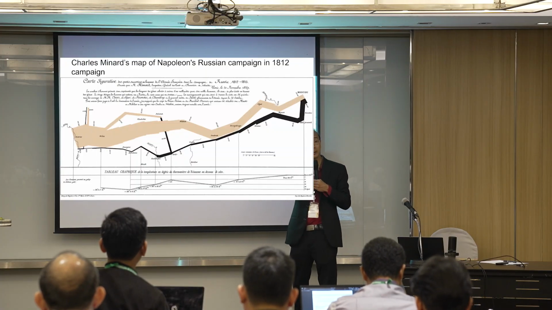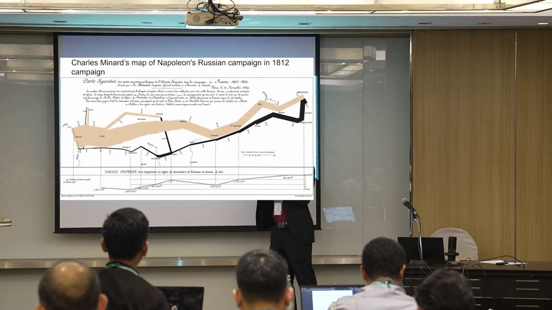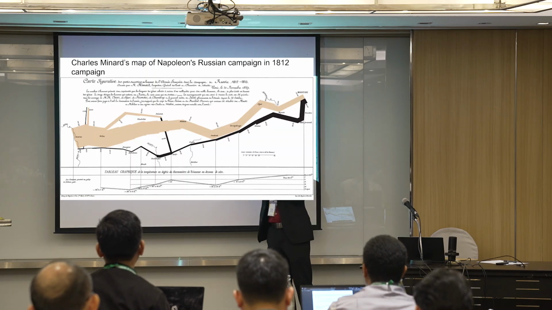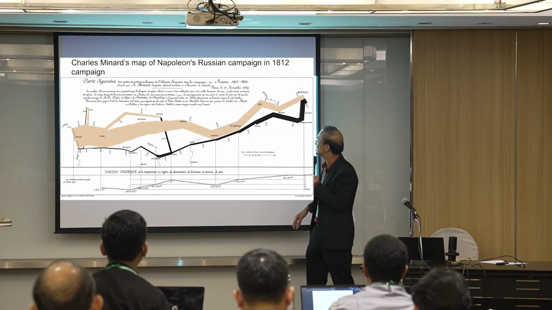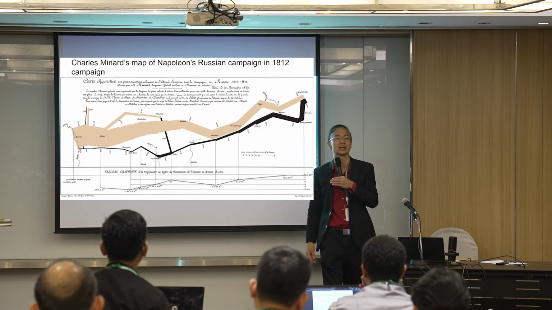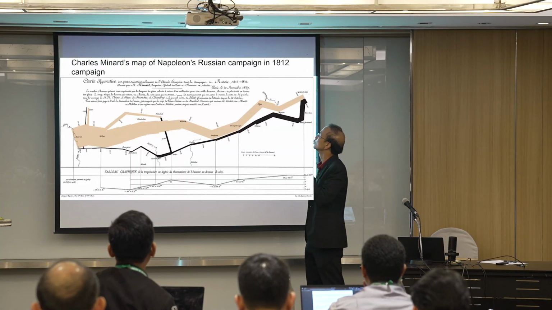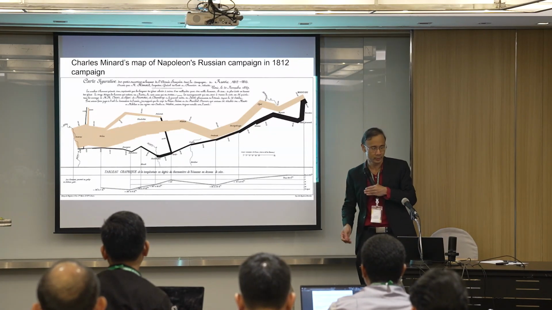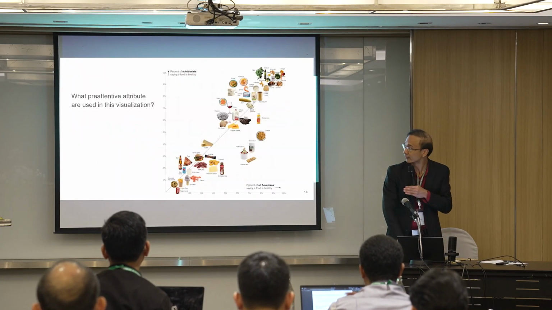They use color to present the direction, right? This color when they invade, the black color when they return back. Okay, and also the map to represent information and some graph to reflect the temperature. That's how they can use different pre-attentive attributes to convey this information. Okay, so that's how they use visualization to present some information.